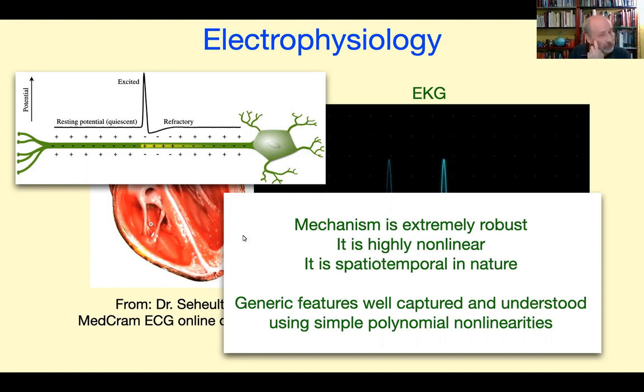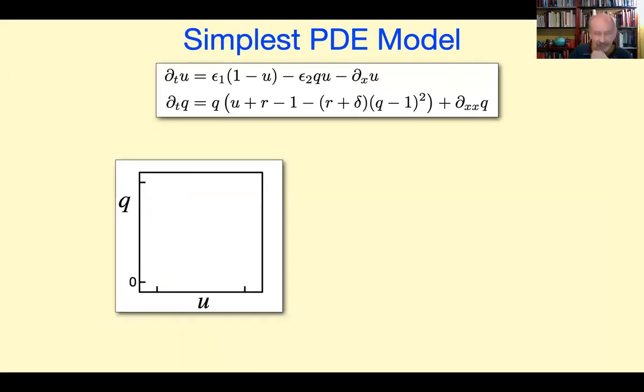What's important is what the community who works on these kinds of models recognized long ago, from the 1950s, that you can learn a whole lot by considering generic features and simple polynomial nonlinearities, even though these are highly complex phenomena. The electrophysiology here is very, very complex, but you can learn a lot simply by looking at simple polynomial nonlinearities. That's what I've done, and I'm going to explain this very quickly, and I'll just let you read about the details.